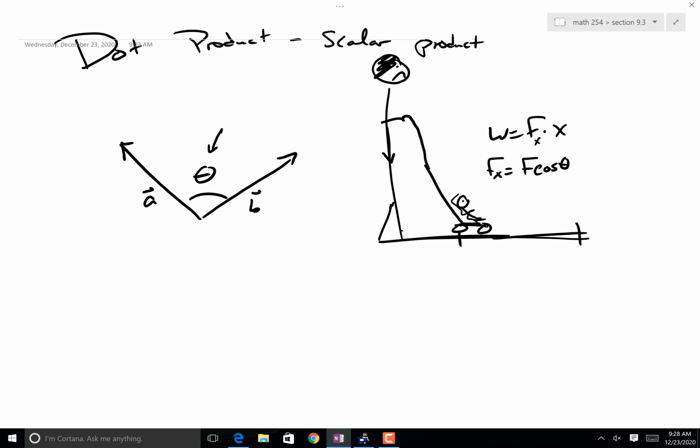But again, in that case, all of my force would have been horizontal, and I wouldn't have to do any of this cosine business. Cosine of 0 is 1, so that would have been easy to do, but I didn't need to. So this angle would have been kind of neat to know. So the cosine of the angle between them turns out to be defined as A dot B over the magnitude of A times the magnitude of B.